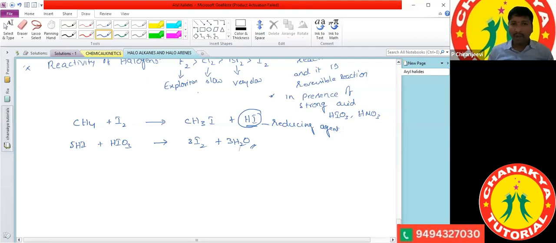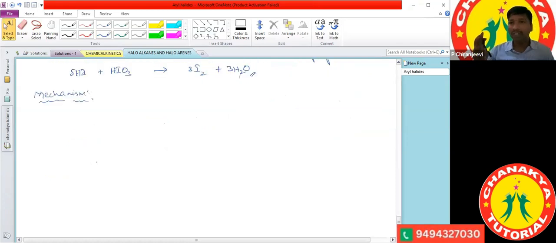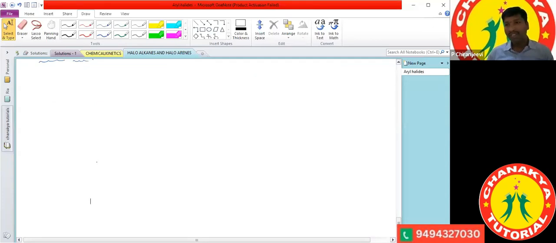Now let us directly see the chlorination reaction. We can see the mechanism also. The free radical reaction mechanism is completed in 3 steps. What are the 3 steps? Chain initiation, chain propagation, chain termination. In this one, the first step is chain initiation.